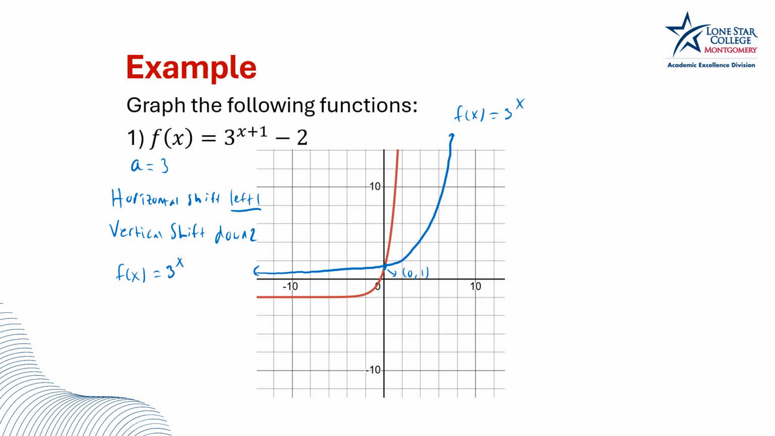So we would call this 3 to the x. Comparing this blue line with our red, which is the given function, 3 to the x plus 1 minus 2, we notice that it's being shifted down 2 units and being shifted to the left 1. So that would be our graph.